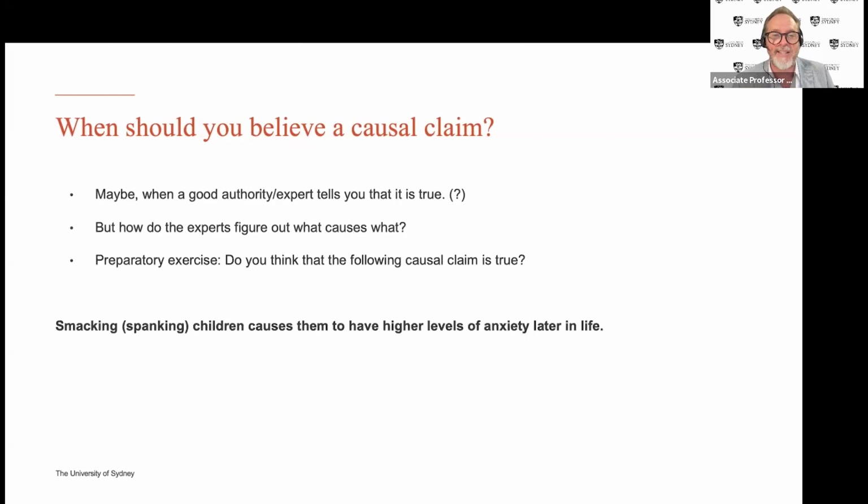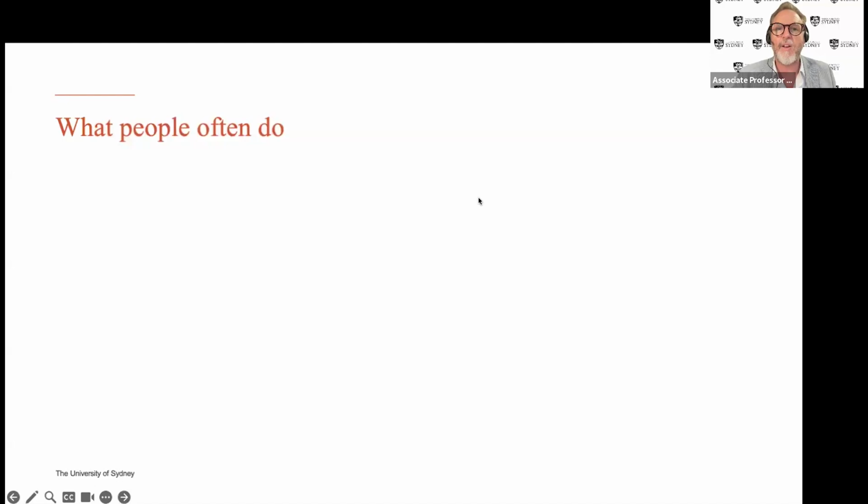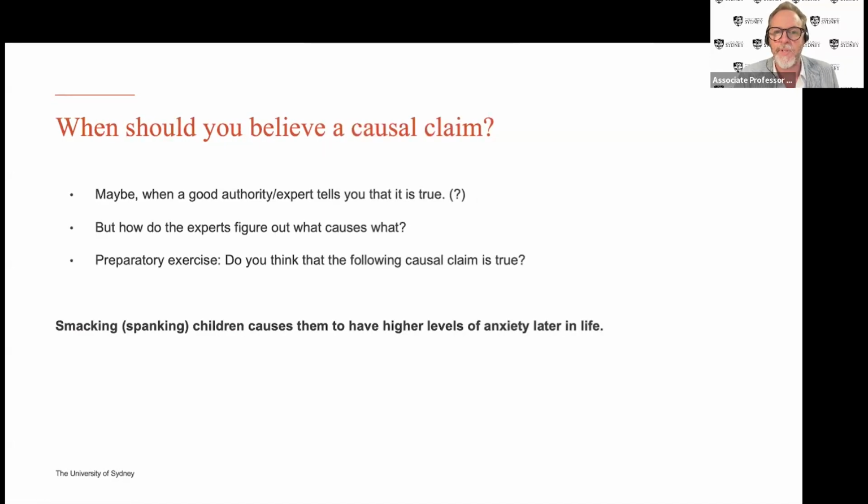We're going to try and dig deeper in this session. Now, I set all of you a kind of preparatory task, this question. Do you think it's true that smacking, or what Americans call spanking children, causes them to develop higher levels of anxiety later in life? What I'd like you to do now is to go to the Q&A section and type in your answer. So don't be afraid. You can just type your answer into that Q&A box, and we've got a few answers coming in now.